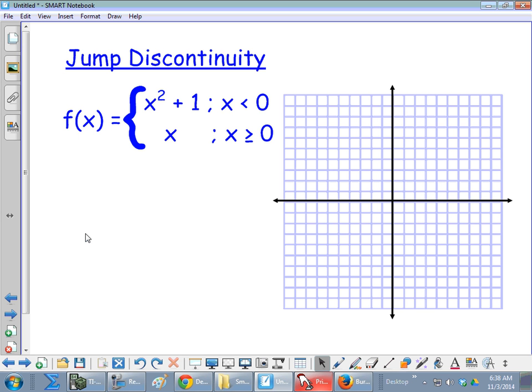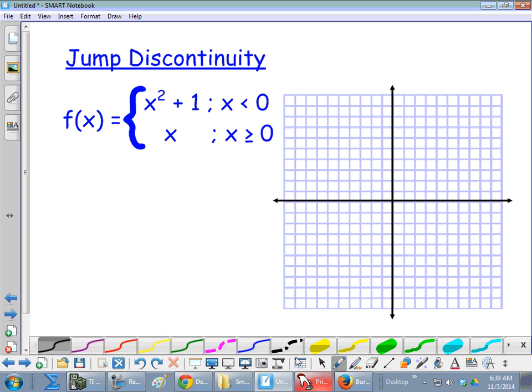And what we're going to do here is we're going to make a table for each part of the graph. We're going to make a table for this section and for this section. So this is a function where it's x squared plus 1 for all x values less than 0. And then it's f of x for all x values greater than or equal to 0. So let's make a table. We'll start with red. We'll use red for this top one.